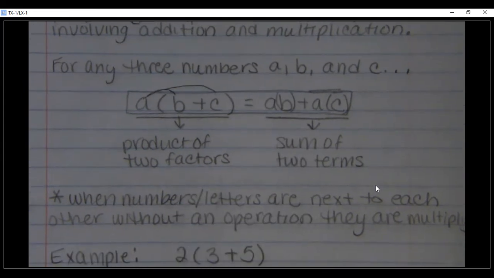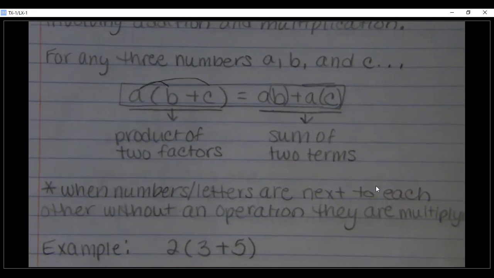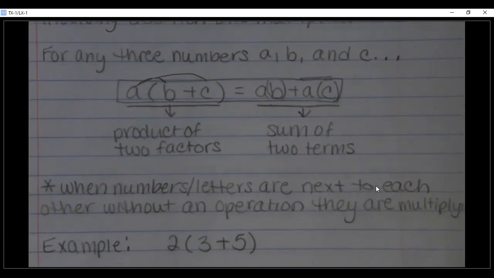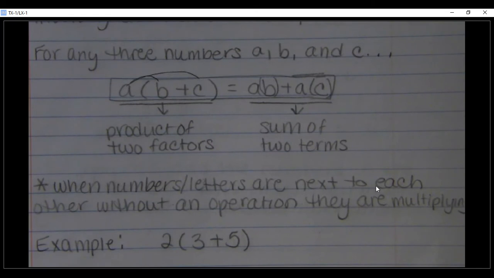It's important to know, from now and for future mathematical purposes, that when a number or a letter are right next to each other without any operation in between, that means they're multiplying. So you can have something like 2x. 2x would mean that 2 and x are multiplying each other. That's something to keep in mind. I know for sure that you are going to need it in 7th and 8th grade and beyond.